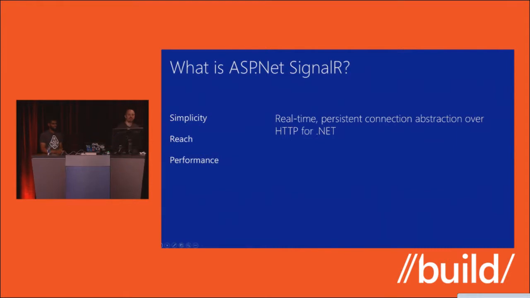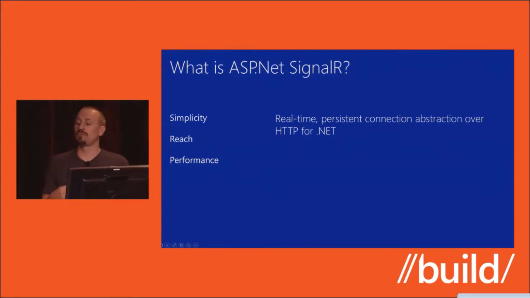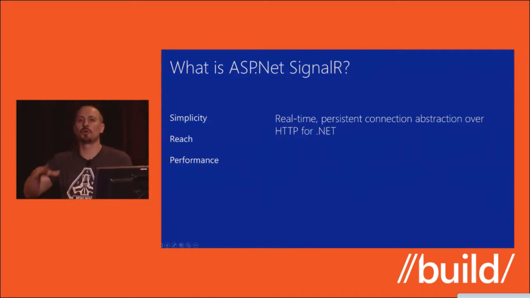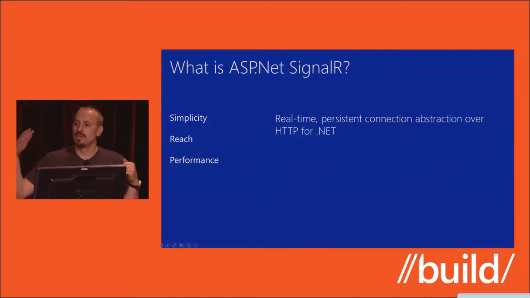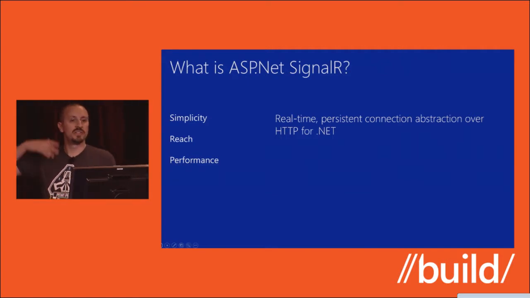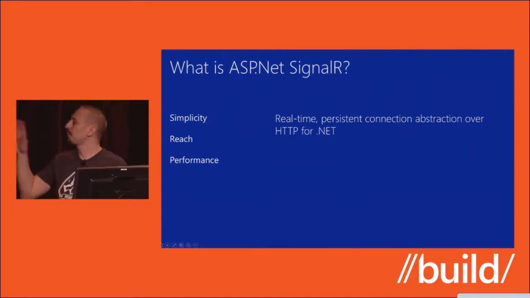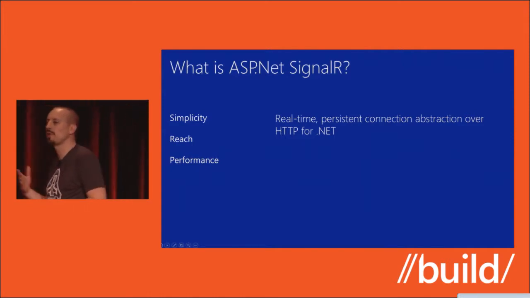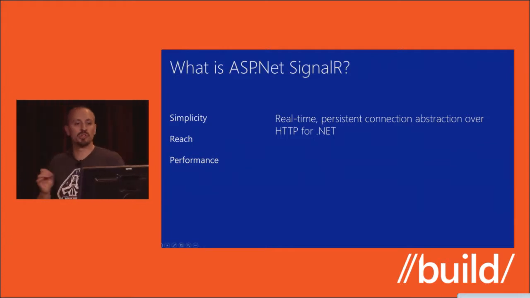What is ASP.NET SignalR after all of that? In its essence, it's a real-time persistent connection abstraction over the top of HTTP for .NET. That's all it is. So WebSockets, server-sent events, forever frame, AJAX long polling, these are all techniques you can use to get the perception of a real-time connection. SignalR sits on top of those techniques so that you just code against SignalR and it takes care of everything else for you. And we have 3 pillars that we kind of align all of our features into when we're building this product: simplicity, reach, and performance. These are the 3 things that we think are really, really important when building a real-time web framework.